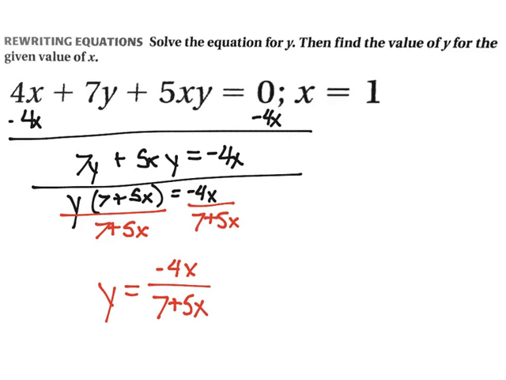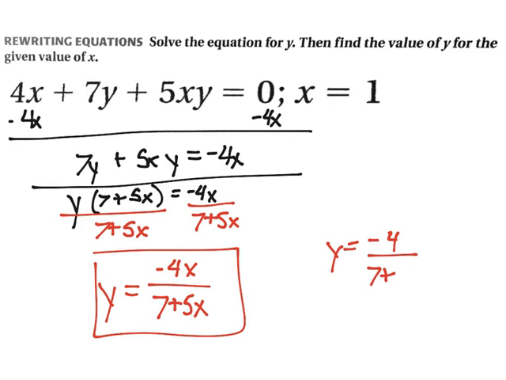Now I plug in 1, and I get y equals negative 4. This is our answer for that. Y equals negative 4 over 7 plus 5, or negative 4 divided by 12, which is negative 1/3.